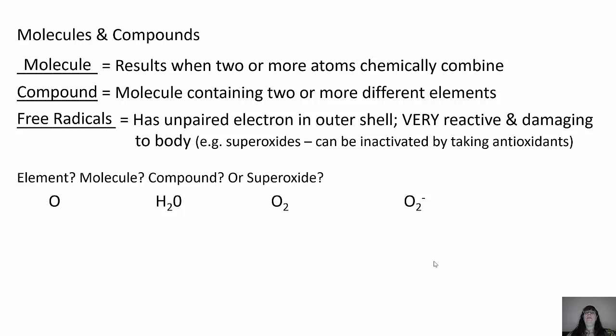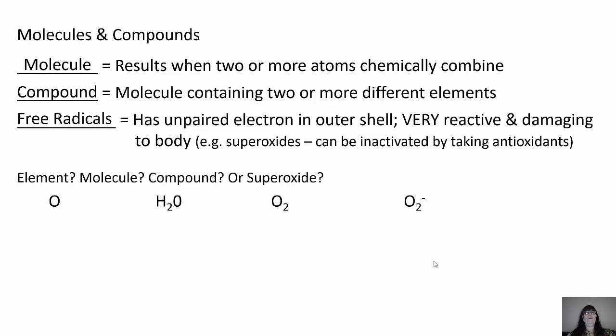Free radicals have unpaired electrons in their outer shell. Free radicals are very reactive and can actually damage the body. So superoxides. However, we can take antioxidants and inactivate these free radicals. That's why you always hear about grapes, grape juice, and wine being very high in antioxidants, so they can help neutralize these free radicals in our body.